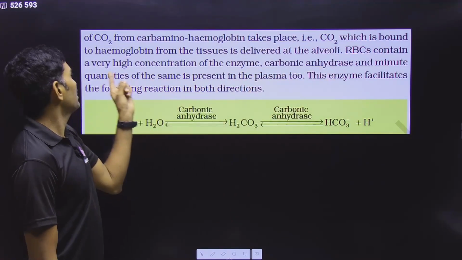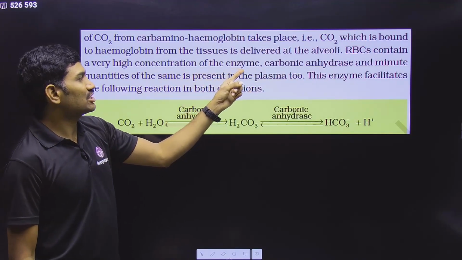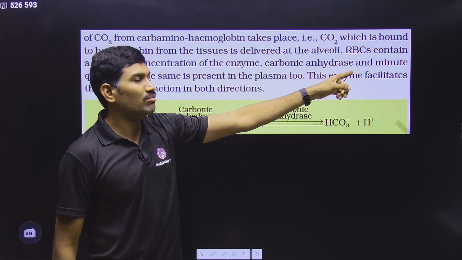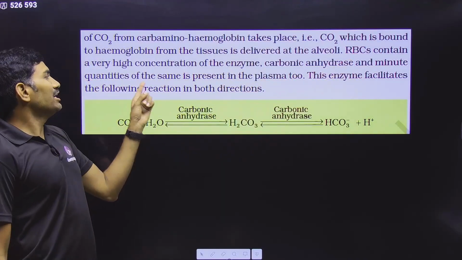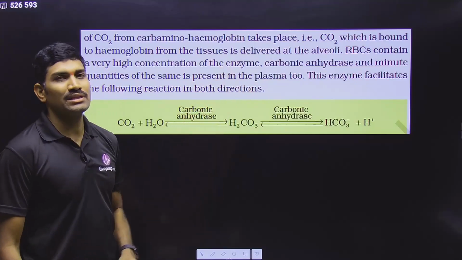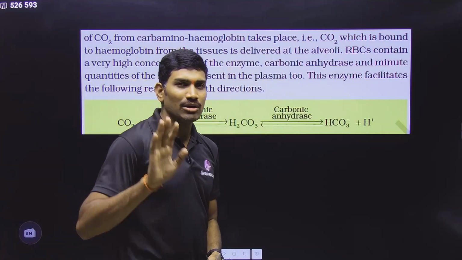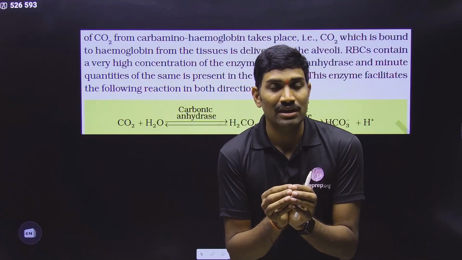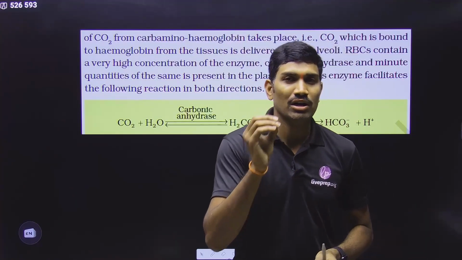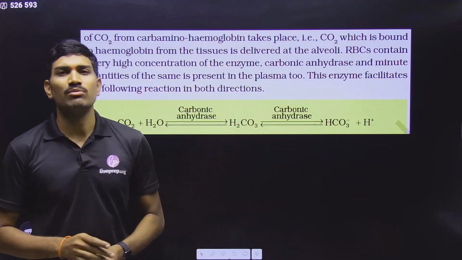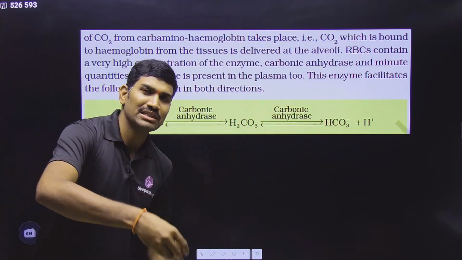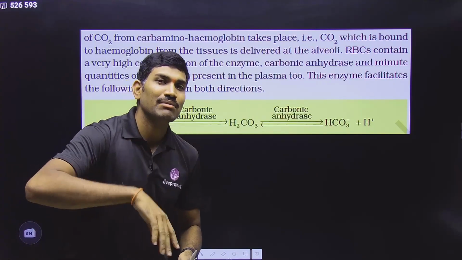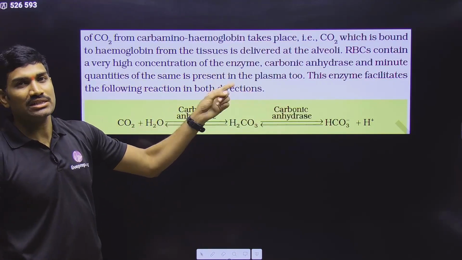Next one, RBCs contain a very high concentration of the enzyme. What is the enzyme? Carbonic anhydrase. Now the second method they are saying: carbonic anhydrase, and minute quantities of the same is present in plasma also. So that means carbonic anhydrase is present in large quantity within the RBC, but a small quantity of this carbonic anhydrase is even present within the blood plasma also. That means a small amount of bicarbonate is formed even in the blood plasma. That is what the meaning is. Please understand the meaning also.